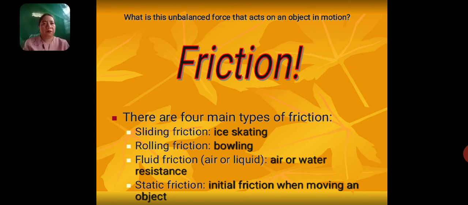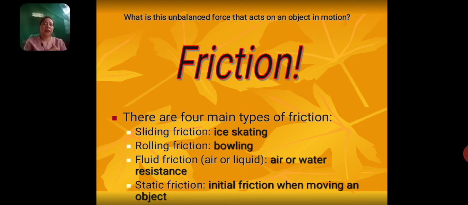Next example of friction is the rolling friction. One example of that is the bowling ball, or anything that is in circular shape. It is rolling. If it is not a circle, would it roll? If it's a triangle, do you think it will roll? No. Okay?